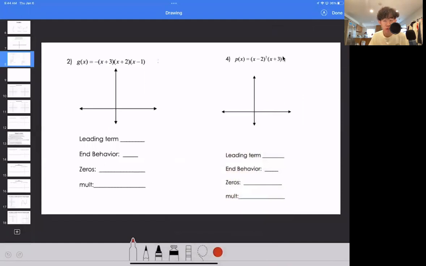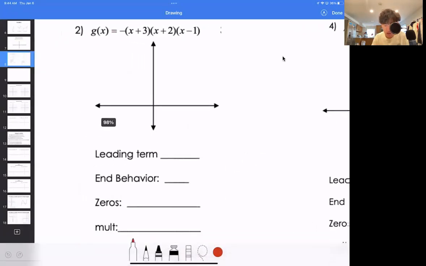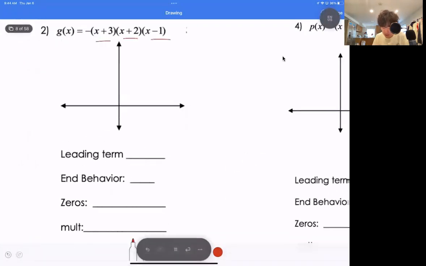So for those of you that were here yesterday, we talked about how we're finding the zeros for these two particular problems, finding the zeros, end behaviors, and the leading term. Yesterday, we talked about how these three parentheses just end up giving you a zero at -3, -2, and +1. End behaviors are dictated by what the leading term will be. In this case, it will be -x to the power of 3.